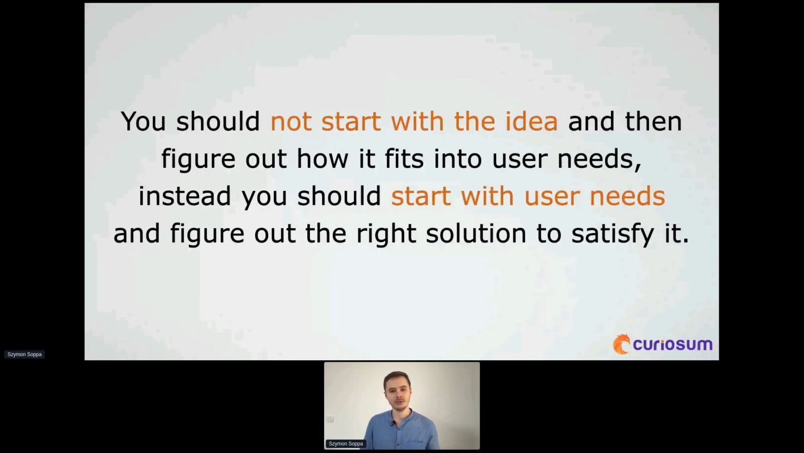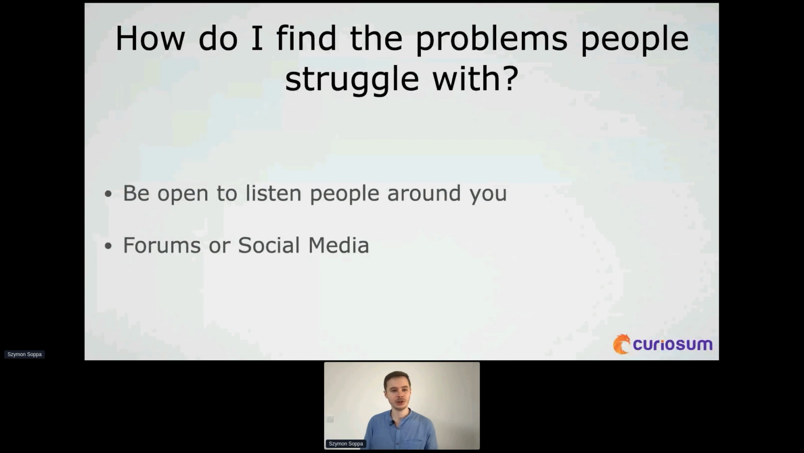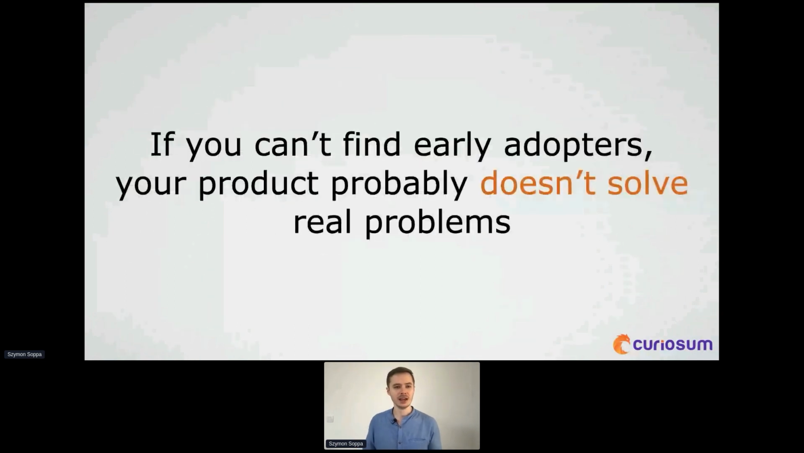And how do I find these kinds of problems? How do I find the problems that people, not users, have? First of all, be open to listen, because people talk about problems every day, and they like to share them with other people on forums or social media. And there's one thing that's pretty important here. If you can't find early adopters, which are the people who are gonna try your first versions of the product, your product probably doesn't solve real problems. So if you say, okay, I have an idea, I probably also have a small app, but I can't find users to test it out, it probably means you don't solve a real problem. So when you come up with a given idea, think about the problems it solves. That's the first thing you should start with.